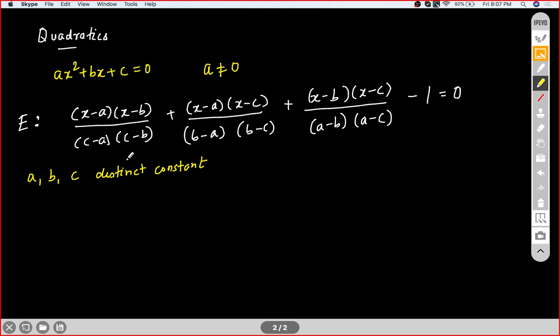A satisfies it. So, let's figure out the roots. A is a root. Can you see that b will also be a root? Check. This will become 0. This will also become 0. 1 minus 1 again 0. So b will also be a root. C will also be a root, right? Check. First term is 1. Rest both the terms are 0.